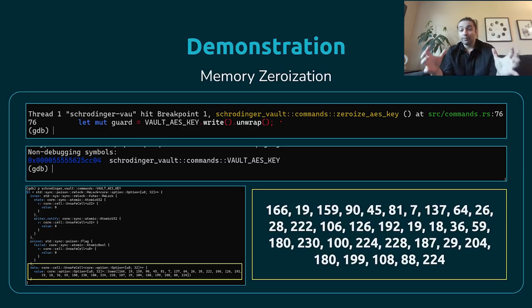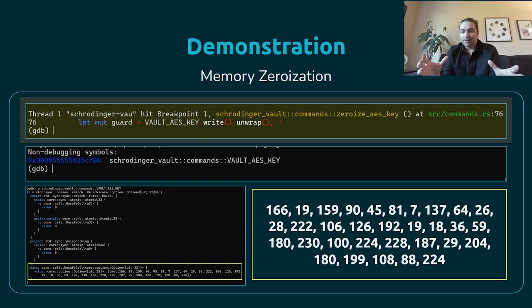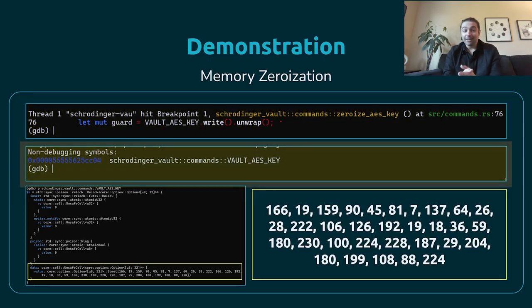We do this using the GNU debugger tool to inspect memory containing sensitive information as we step through the program. This is an example of wiping the AES vault key derived from a dummy password. Once the breakpoint is hit for the zeroize AES key function, we inspect the vault encryption key.